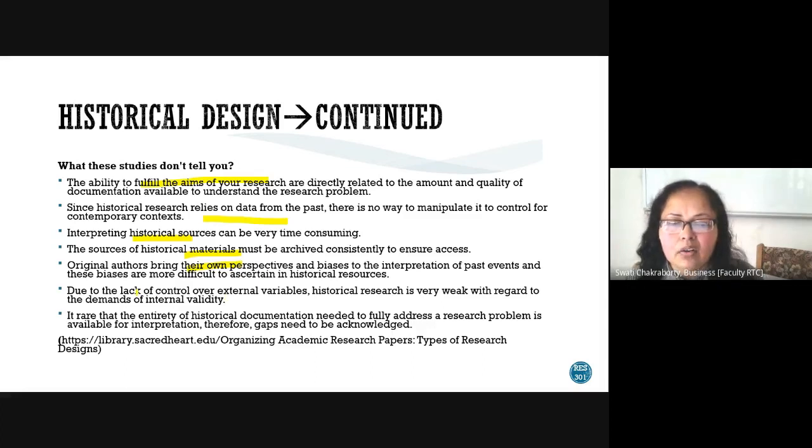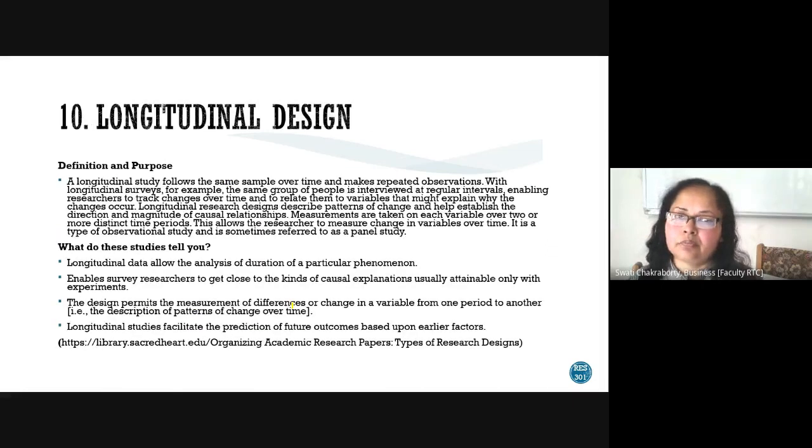So due to lack of control over external variables, this sort of research is very weak with regards to the demands for internal validity. And it is rare that the entire historical documentation needed to fully address a particular research problem is available for interpretation. So therefore, gaps need to be acknowledged.